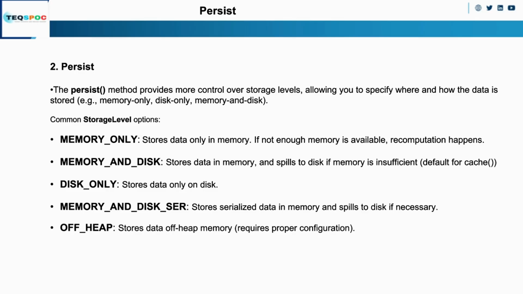And the last one is the off heap. Off heap is a space in the executor memory that is being used for other daemons to run or for other data structures to store. So in this case, if I put this configuration, then the intermediate data frame or the resultant data set will be stored in the off heap memory. This also requires proper configuration.